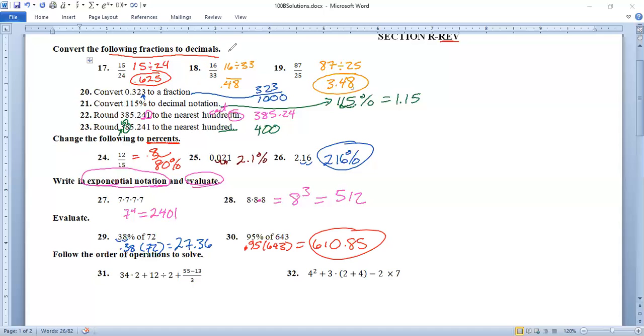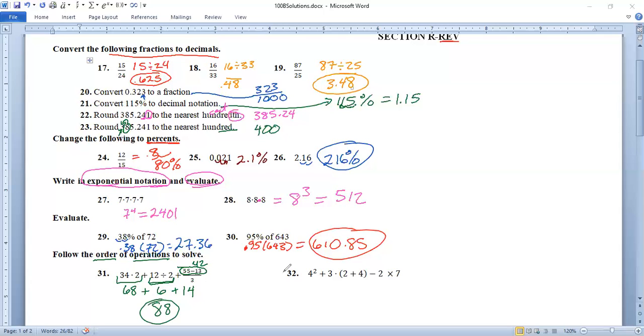And the last one's down here, order of operations. So let's do everything that's together. We have 34 times 2, that's 68. 12 divided by 2, that's multiplication and division, good, that's 6. So 68 plus 6 plus 55 minus 13, that's 42 up on top. 42 over 3, 42 divided by 3 is 14. It came out nice. So 68 plus 6, that's 74 plus 14 is 88.